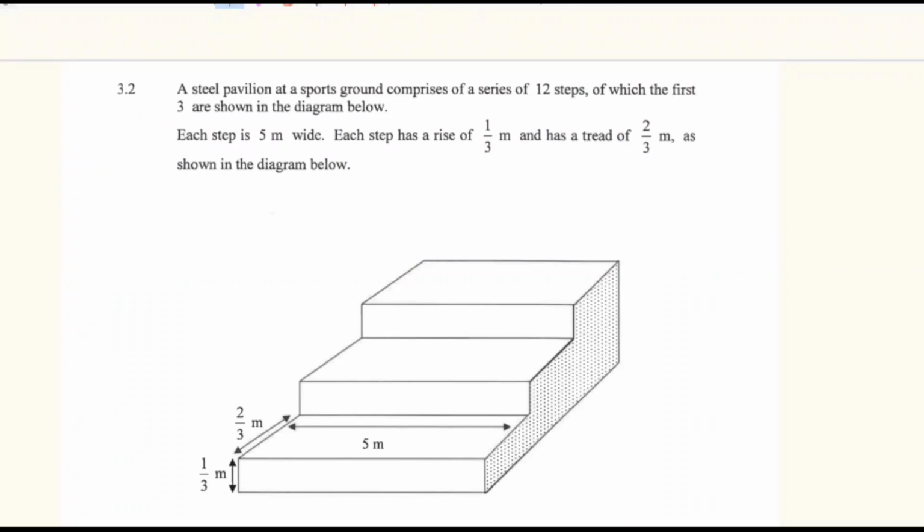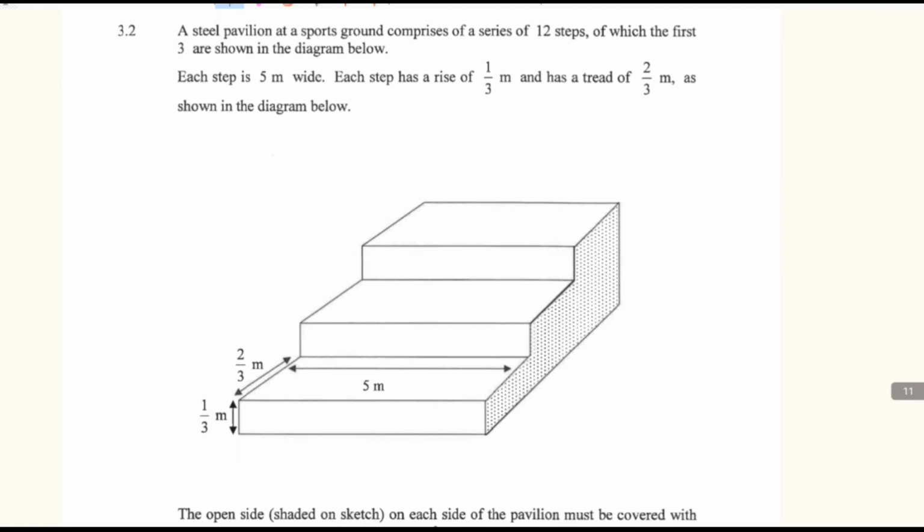In this video, we go through the following question, which is based on a number pattern and series. The instruction reads that a steel pavilion at a sports ground comprises a series of 12 steps, of which the first 3 are shown in the diagram below. Each step is 5 meters wide. Each step has a rise of 1 divided by 3 meters and has a tread of 2 divided by 3 meters as shown in the diagram.